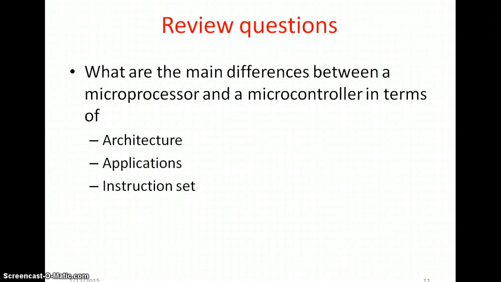These are the review questions. What are the main differences between a microprocessor and microcontroller in terms of architecture, application, instruction set? Architecture: which architecture is used? Von Neumann architecture, also called Princeton architecture, and Harvard architecture. What are the applications of microprocessor and microcontroller? Microprocessor can be used as a computer. Microcontrollers have the application to control the appliances, and there is a lot of difference between the instruction sets.